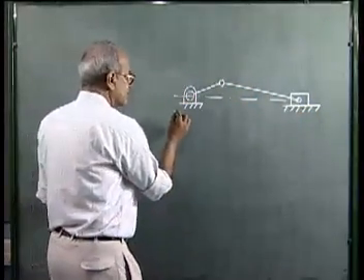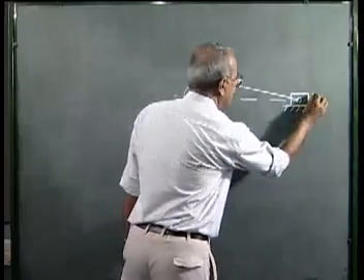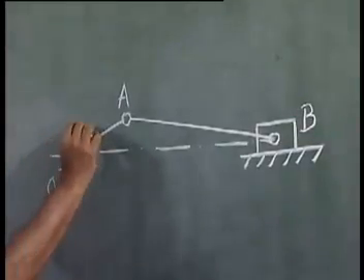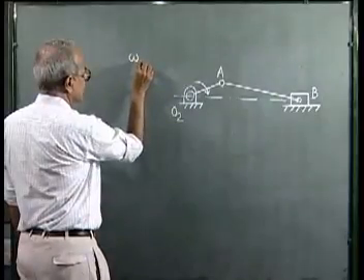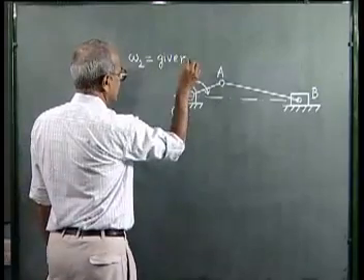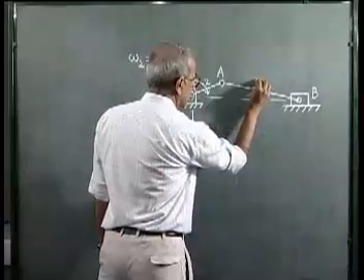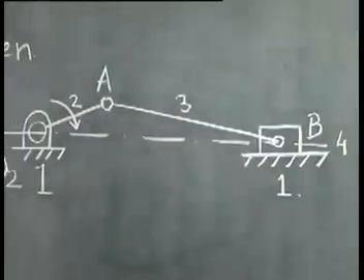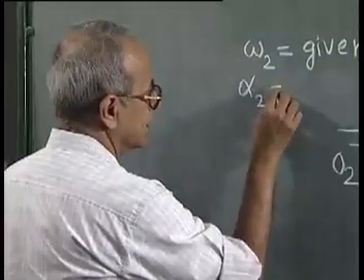We take the example of a slider crank mechanism with O2A as the crank, AB as the connecting rod which is connected to the slider. Suppose the crank angular velocity is given as omega 2. Omega 2 is given. This is the fixed link number 1, the crank is link number 2, the connecting rod is link number 3, and the slider is link number 4. We also assume that this omega 2 is constant. That means the angular acceleration alpha 2 is assumed to be 0.